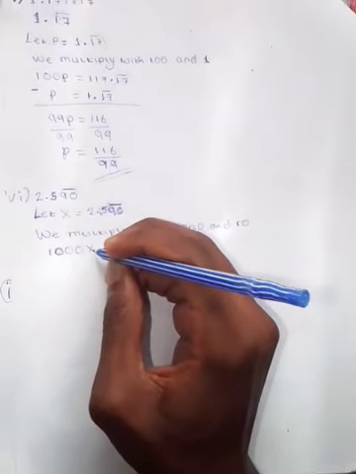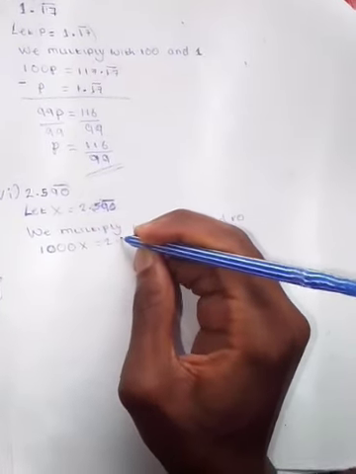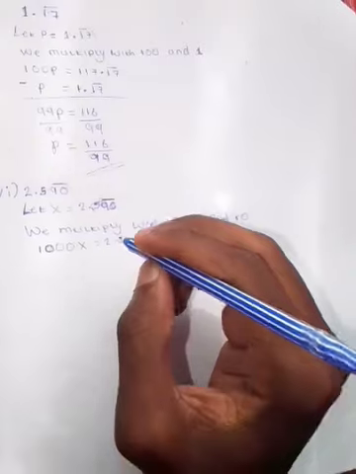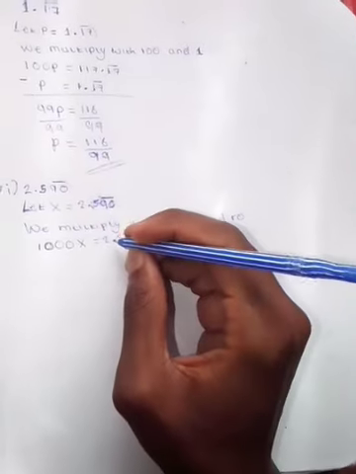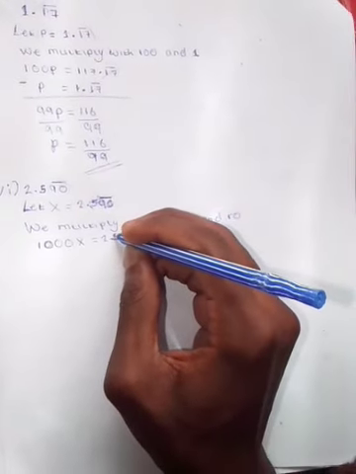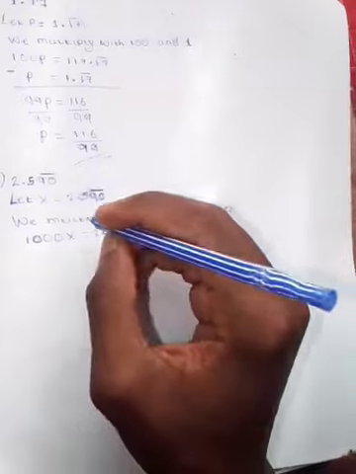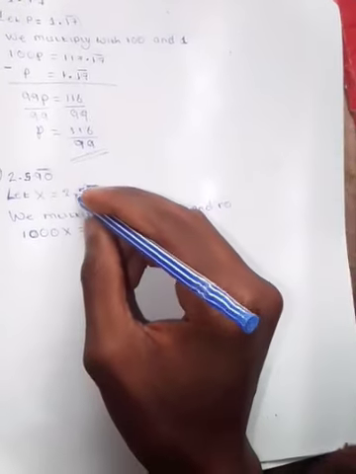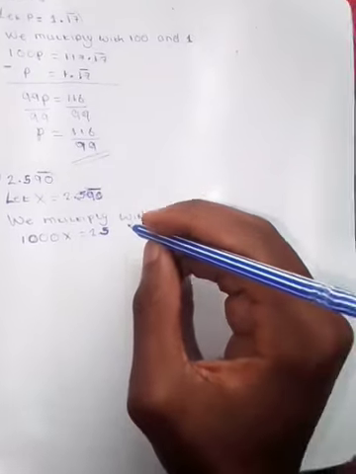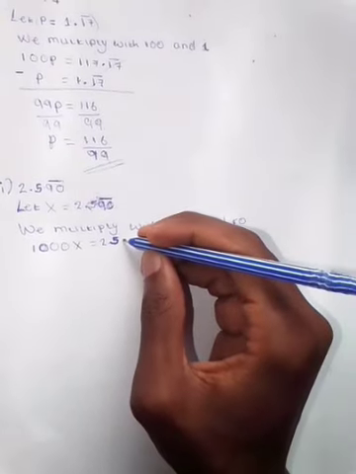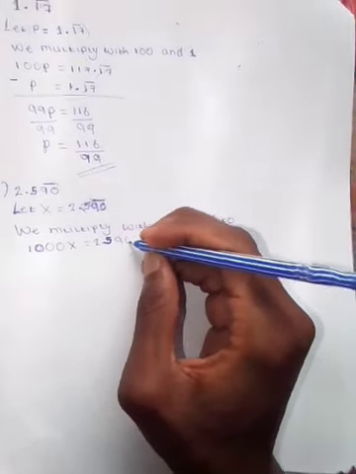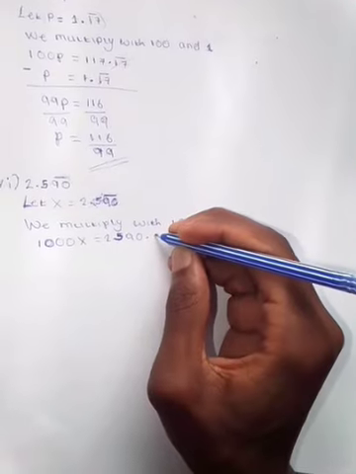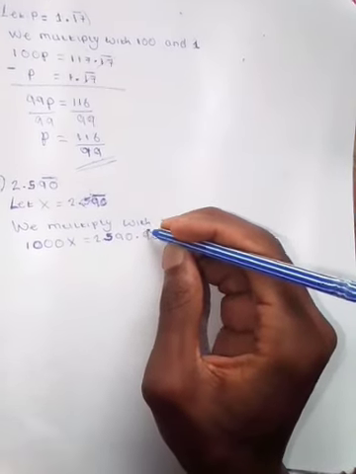We multiply throughout. We are going to have 1000x. Oh sorry, when you multiply, there won't be any decimal point. It is going to get rid of these numbers. The decimal point is going to be eliminated. So we're going to have 2590.90. Don't forget to include this.